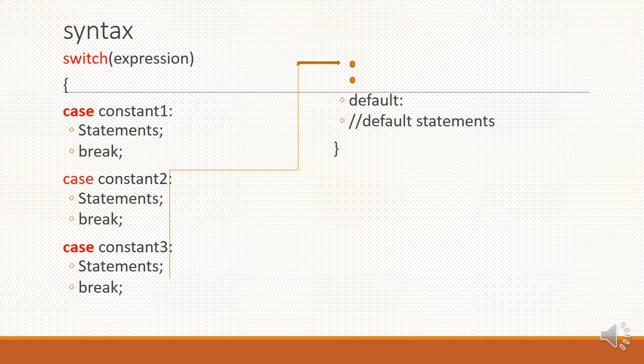After this, we write the second case. The second case is also the same thing. Similarly, the third, and in this way you can write any number of cases. Next is the default. Default is also a keyword. Afterwards we write the default statements, and finally the end of the switch statement. Okay, let us see the working.